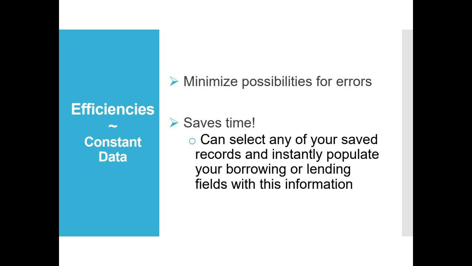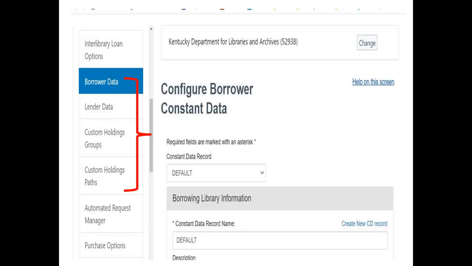It's going to instantly populate your borrowing and lending fields with the information, like your address, for example, again. And also, if you have regular patrons who request ILL, you can create a constant data record for a patron and have their account number and their contact information in there, and it will automatically populate when you choose that.